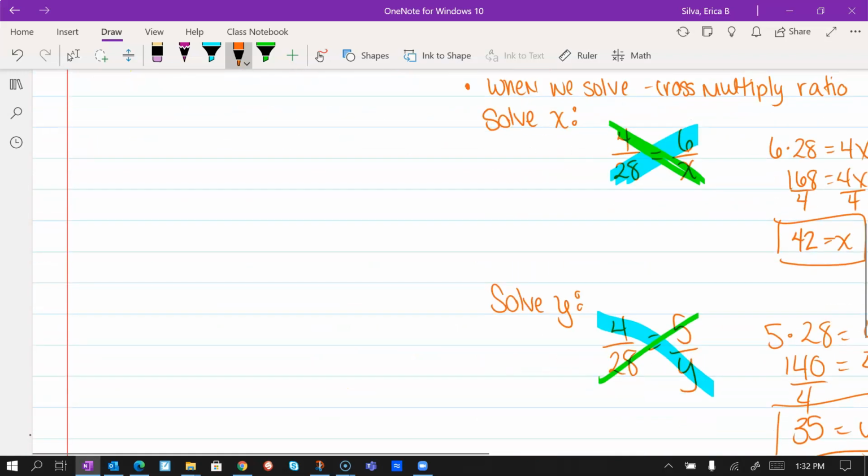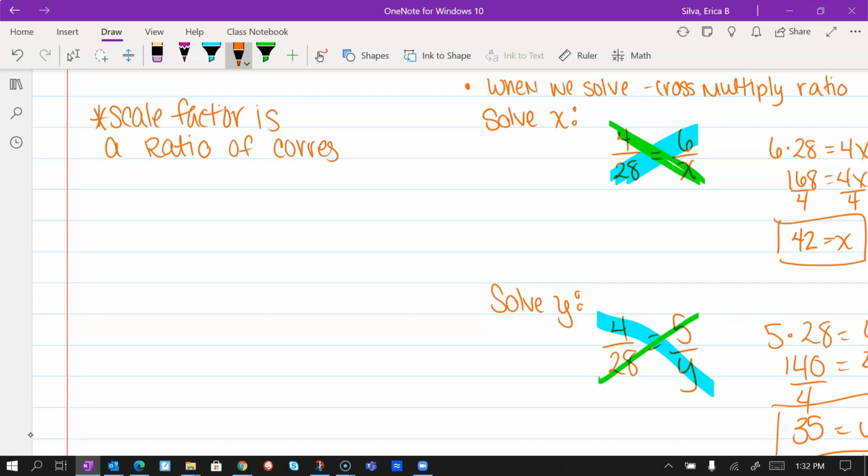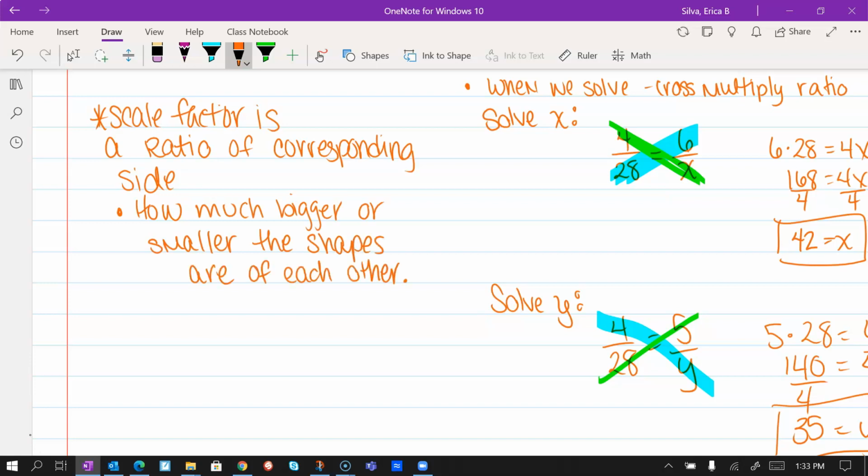Now let's go ahead and write down what scale factor means. Our scale factor is a ratio of corresponding sides. What the scale factor tells us is how much bigger or smaller the shapes are of each other. So if one triangle is 2 times bigger, then my scale factor is 2. If one of the shapes is half the size, then my scale factor is 1/2. So that's what my scale factor is.